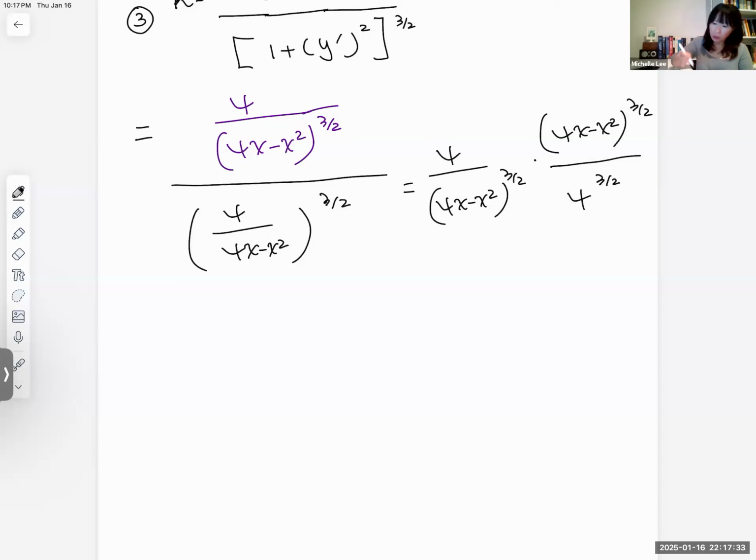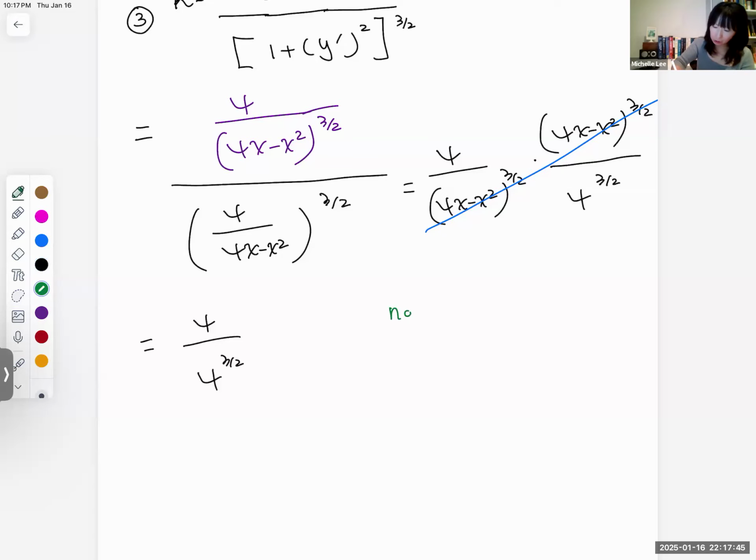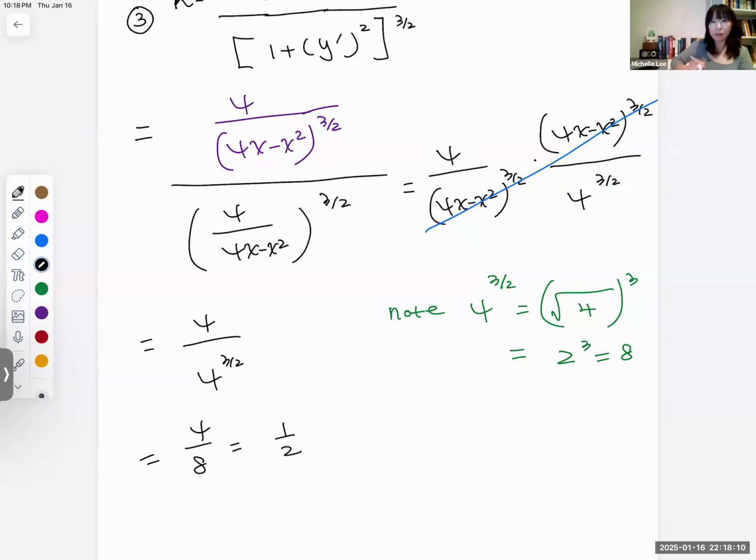Okay, so we can simplify this one. So we have 4 over 4 to the 3/2. Note 4 to the 3/2 means the denominator of the fraction is a root. So square root of 4 to the third power, which is 2 to the 3, which is 8, right? So we have 4/8, which is 1/2. Yeah.